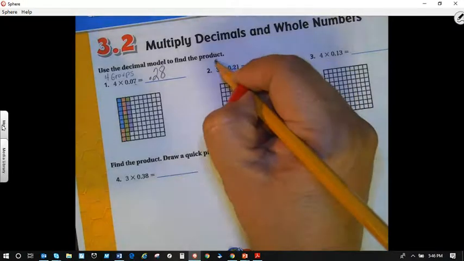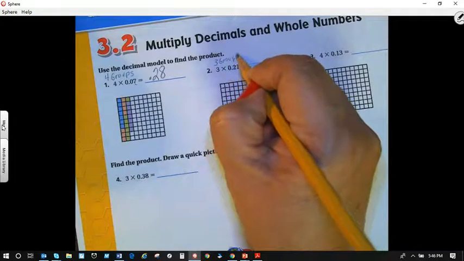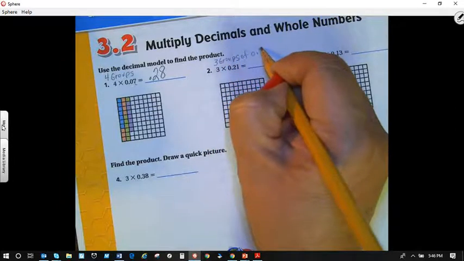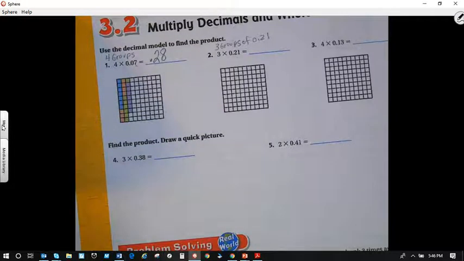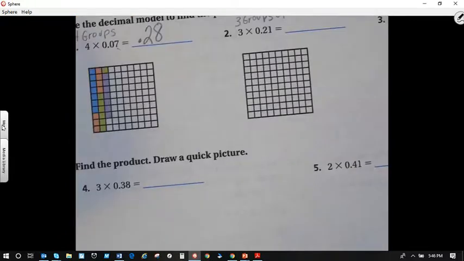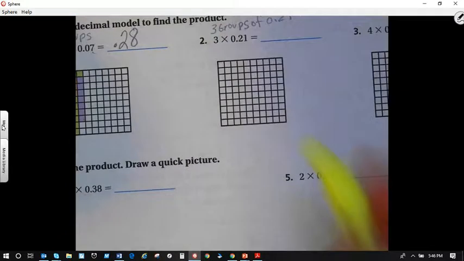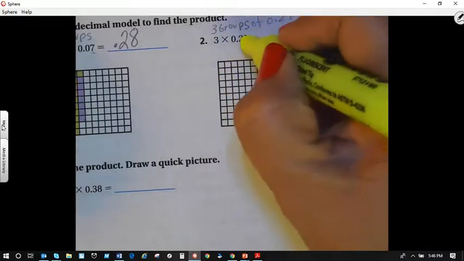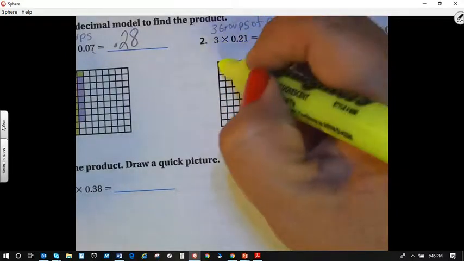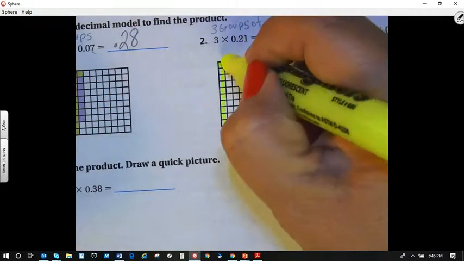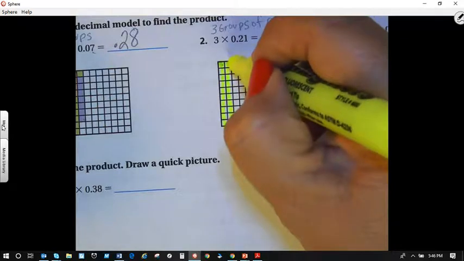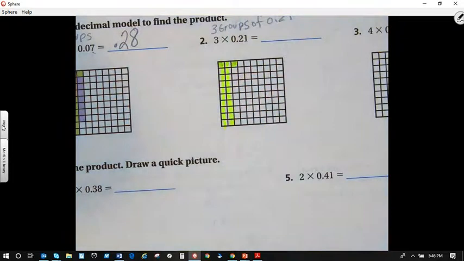Here I'm going to have 3 groups of 21 hundredths. So I'm needing to represent this with 3 groups of 2100. Let me see if I can enlarge this just a bit so that you can see each group. I'm going to take my first group on number 2 and color in 21 hundredths. I know this is 10, this is 20, and 1. So that's one group of 21 hundredths.